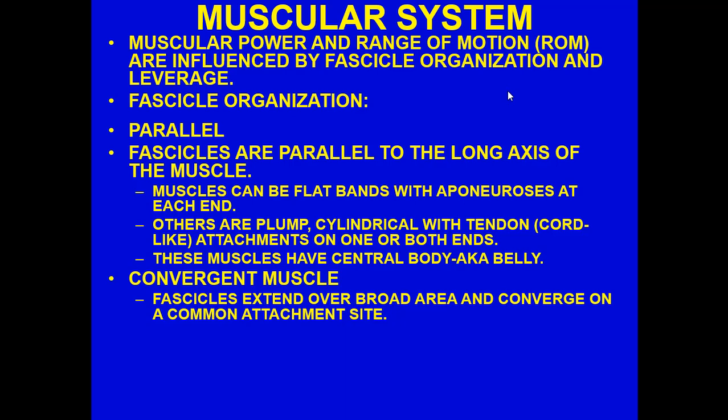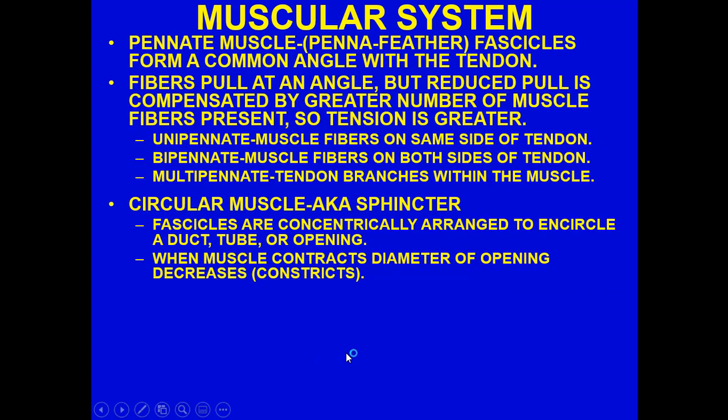Fascicle organization. What we're talking about here is what is the orientation of the collection of muscle fibers that make up that muscle. For example, if we talk about parallel, the fascicles are parallel to the long axis of the muscle. The muscles can be flat bands with aponeuroses at each end. The others are basically plump, cylindrical with tendon. Remember, the tendons are cord-like structures. And these attachments are going to be on one or both ends. These muscles have a central body. A lot of times we call that a belly.